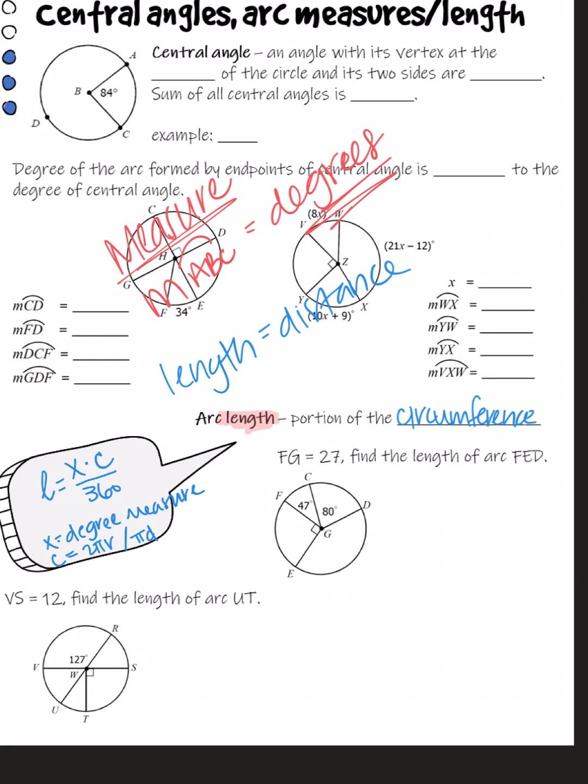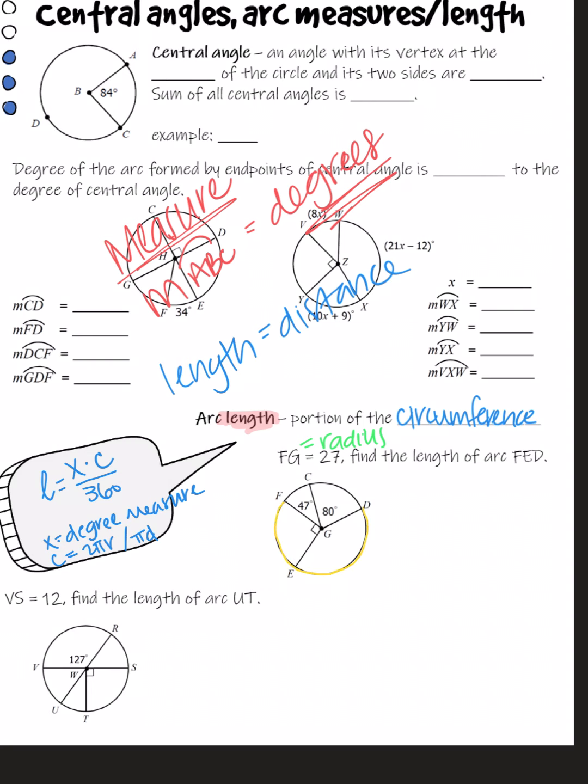Again, length equals distance. We still are going to have to find the measure in degrees, but we are wanting to know the actual length, the actual distance here. Let's look at an example. We're told in this circle G, FG is 27. So this is telling us our radius, and we want to find the length of arc FED.